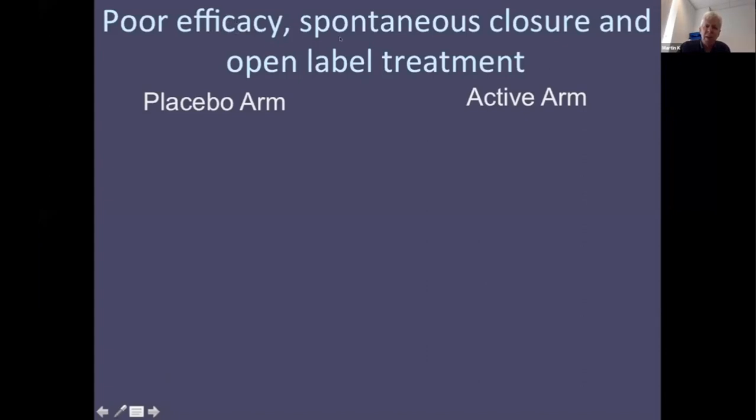We've got the phenomenon of spontaneous closure, which can occur, of course, in a placebo arm or an active arm. And we've got the troubles with open label treatment. So if you look at what happens in a typical PDA trial, placebo arm, active arm, then my screen's not going to go through.